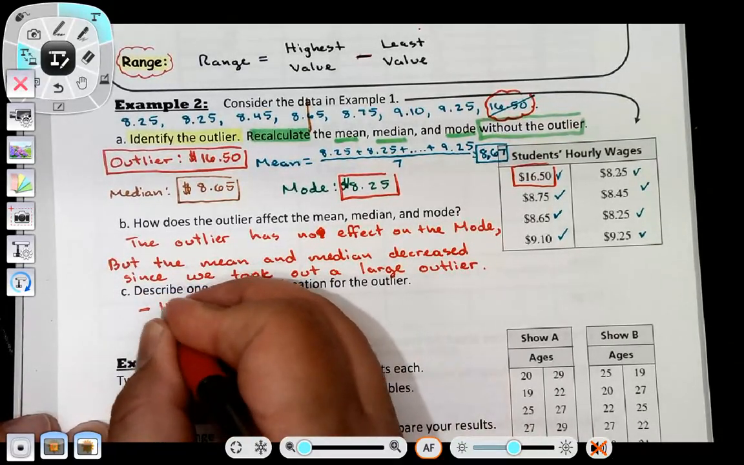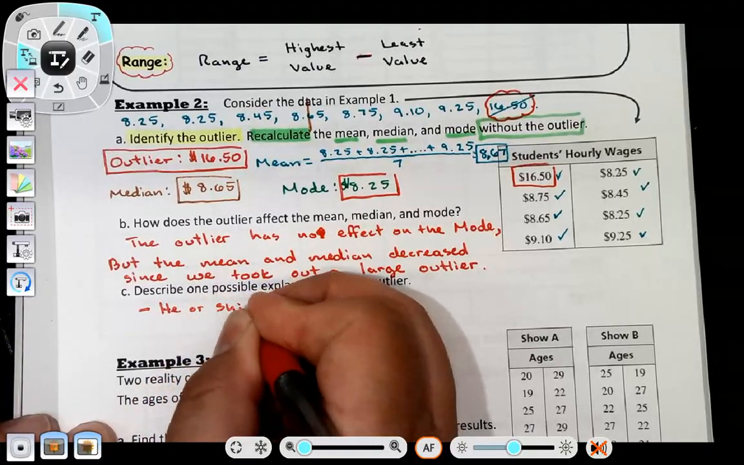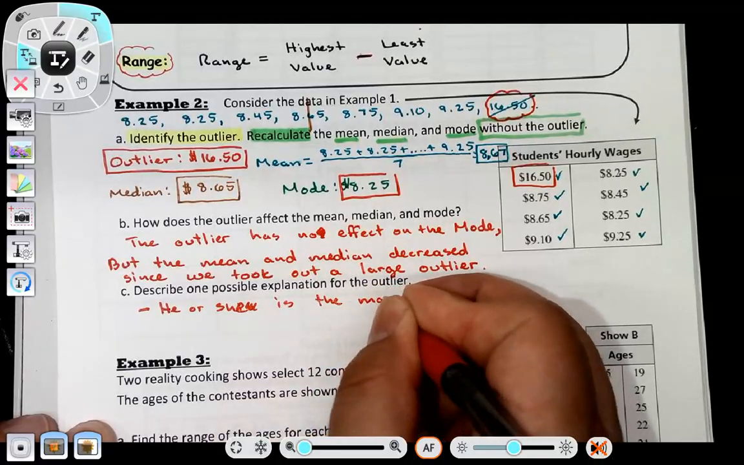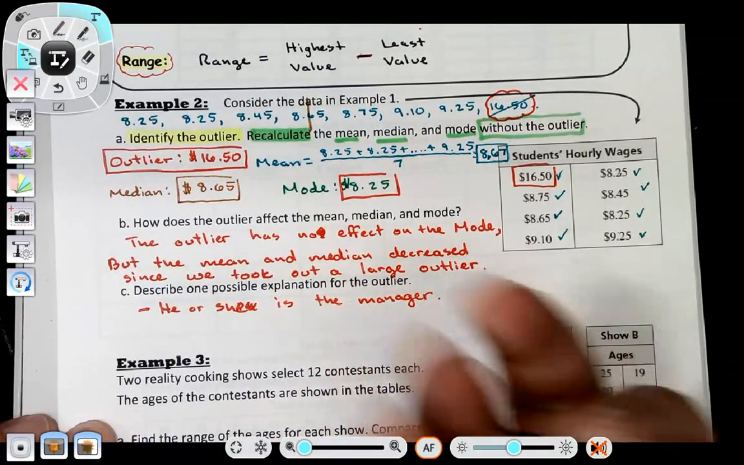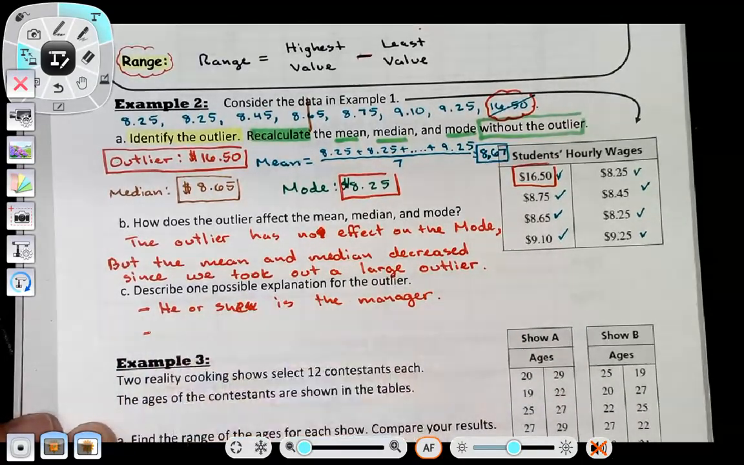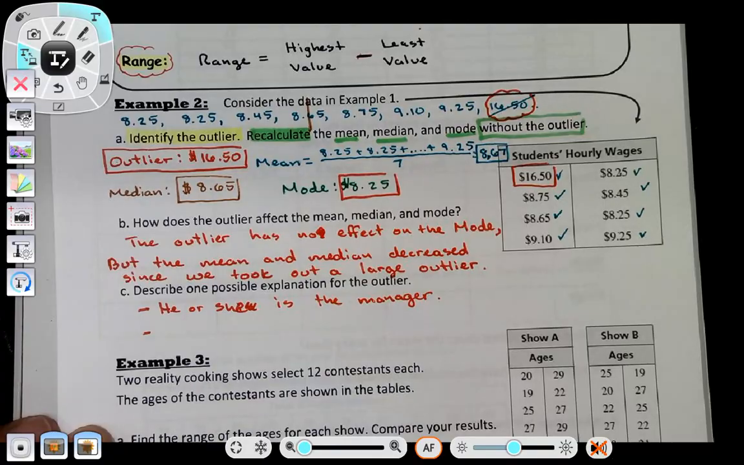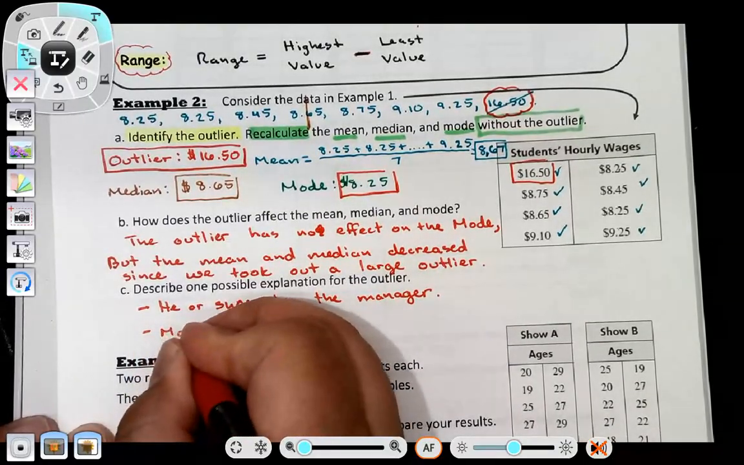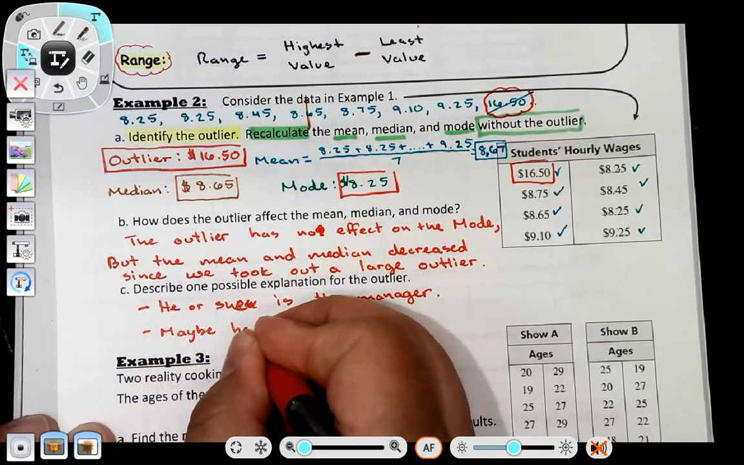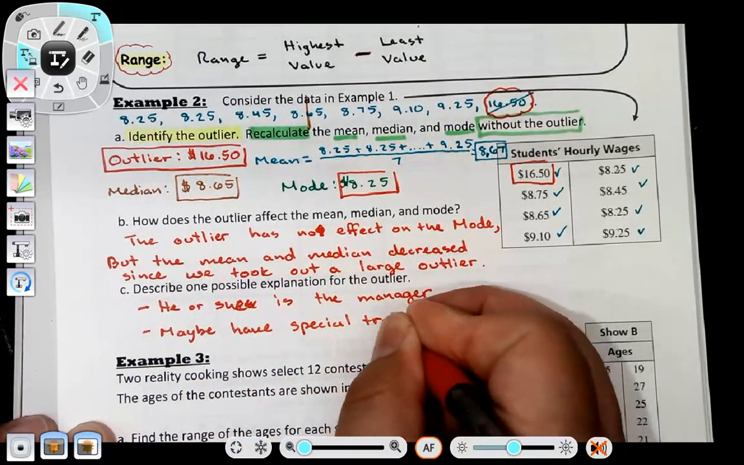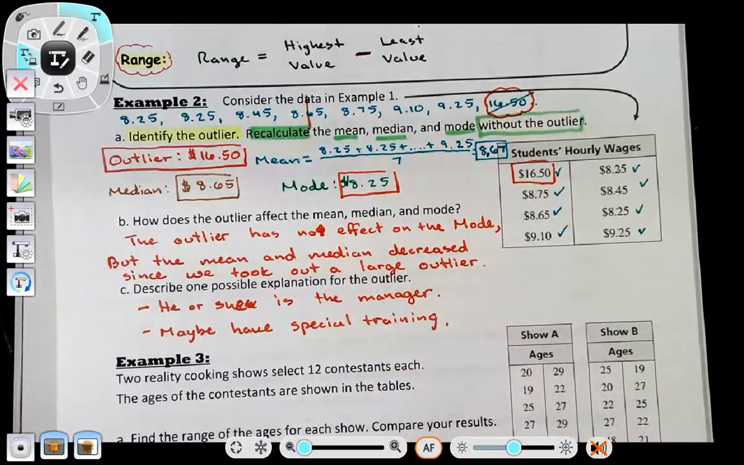Maybe he or she is the manager. Right? That could be a reason why they're making 1650. Or they have a degree, right? They're educated, they have a degree, so maybe they got special training, maybe they've been working longer. There's so many things that we can write here, right? Maybe they have special training or a degree. So again, we're not going to write all of them because there's so much that we can write in there.